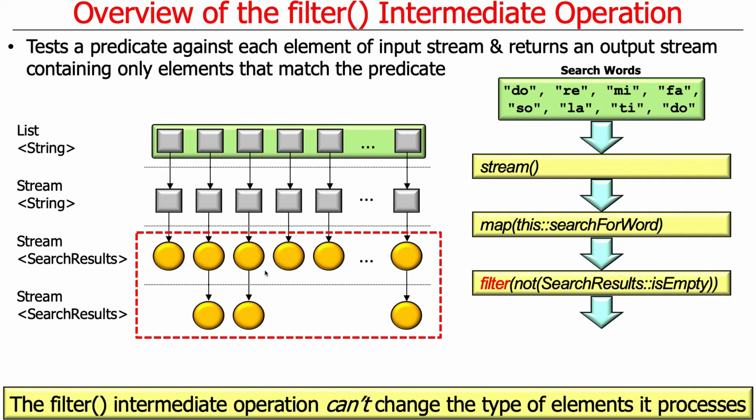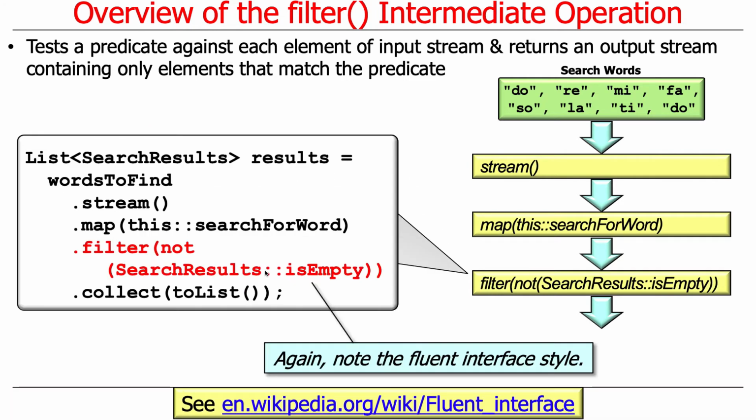Another thing to remember about the filter operation is it can't change the type of the elements that it's processing. Map can change it, but you always get back the same number of elements. In contrast, filter will return fewer elements, potentially, and it can't change the type. So it always has to have the same output type. Here's how we do that.